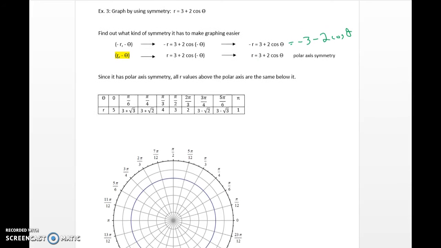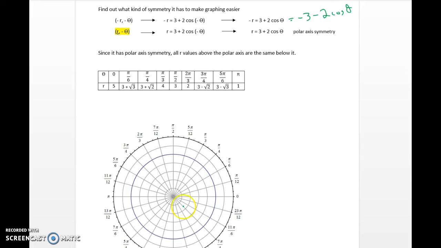So what that means is, here is our polar axis, right? This line here. All the values above it have to match up with all the values below it because of symmetry. So above it would be 0 to pi. So you only need to find the values for 0 to pi, and then you can repeat them below because they're going to be the same.